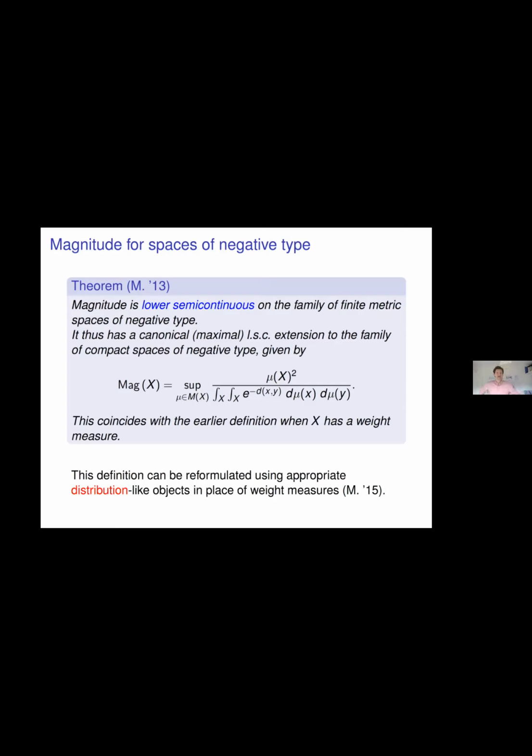We can actually give another reformulation of this definition, which I'm not going to state in this talk, where weight measures get replaced by appropriate distribution-like objects. And if I'm looking at subspaces of L1, they really actually are distributions. And in that case, they will always exist and they will always be unique. And that's going to come from a strict convexity property that you can prove with Fourier analysis.